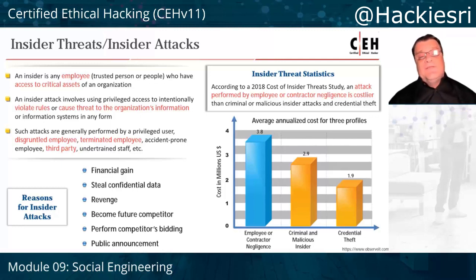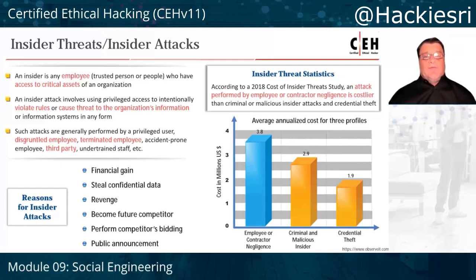I will add to that, it could include, for example, contractors, vendors, consultants, and oftentimes could include trusted people who are not directly employed by the company. It could be family members or friends of those who are employed by the company. An insider attack involves using privileged access to intentionally violate rules or cause threats to the organization's information or information system in any form. Such attacks are generally performed by a privileged user, a disgruntled employee, a terminated employee, accident-prone employee, third party, and undertrained staff, etc.